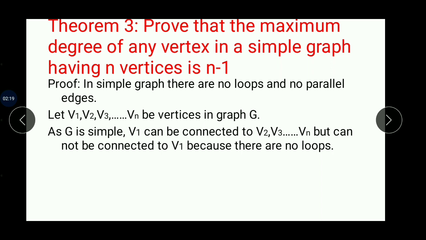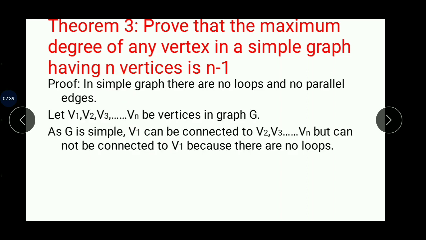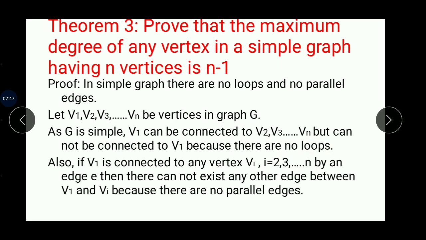As G is simple, v1 can be connected to v2, v3, ..., vn, but cannot be connected to v1 because there are no loops. As I have explained here, vertex 1 can be connected to 2, 3, but it cannot be connected to itself, because in a simple graph there are no loops. Also, if v1 is connected to any vertex vi by an edge e, then there cannot exist any other edge between v1 and vi, because there are no parallel edges.